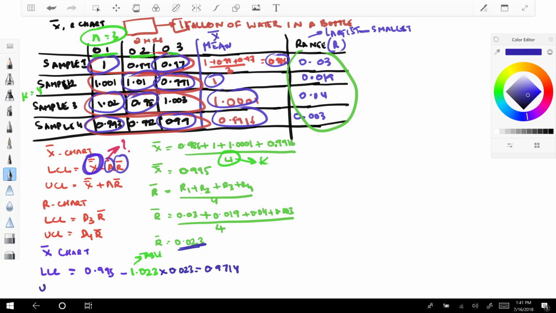The upper control limit would be 0.995, X double bar, plus A, which is 1.023, multiplied by R bar, which is 0.023, which gives us 1.0185. So these are the control limits for the X chart. Now for the R chart.